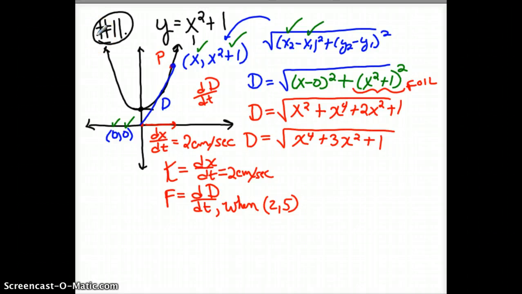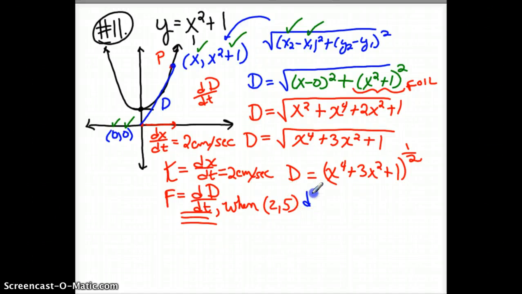So now I'm ready to start the problem. I'm going to move this over here a little bit, and I'm going to write that in a form that's easier to differentiate. So I'm going to get myself an exponent. So there's my equation, which models D. I am looking for the rate of change of D with respect to time. So I'm going to take the derivative of both sides with respect to time.